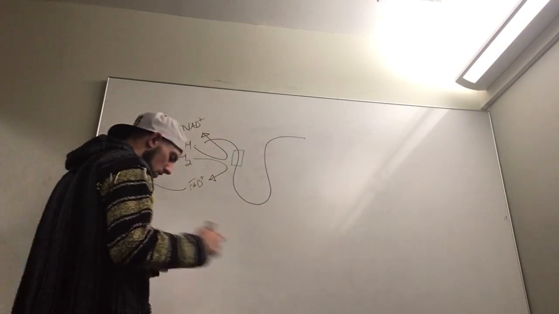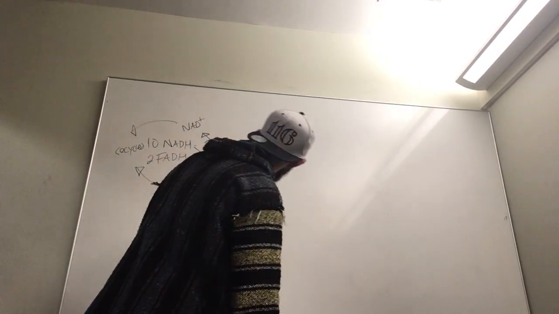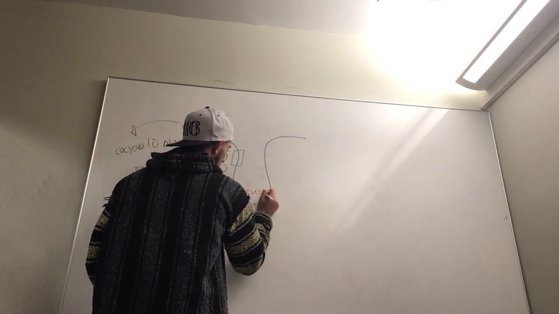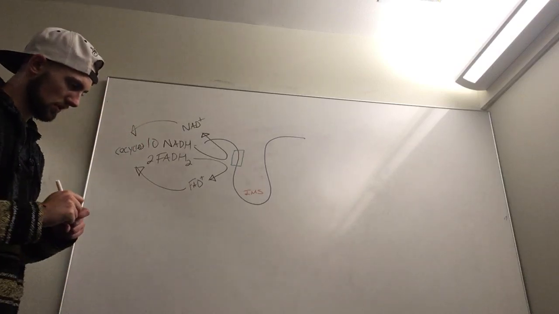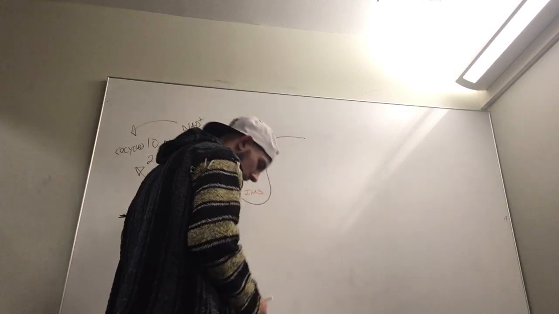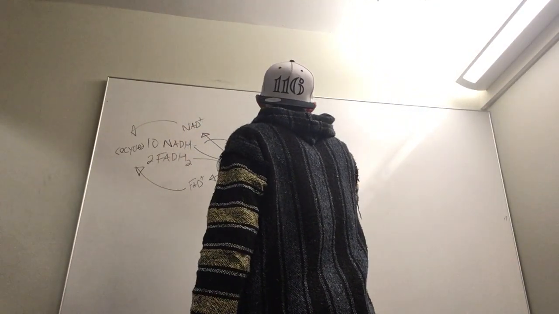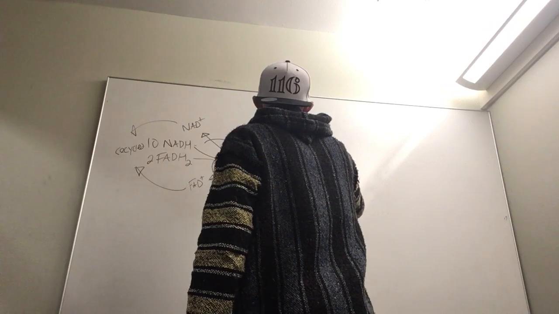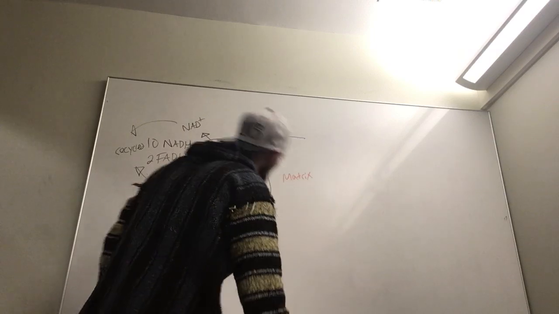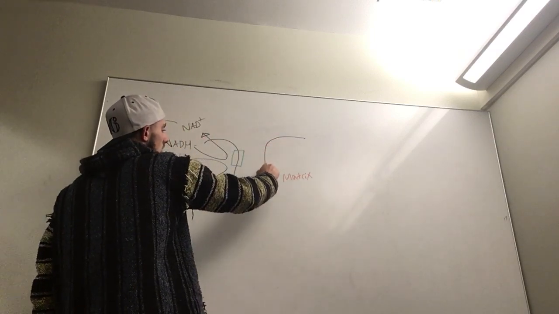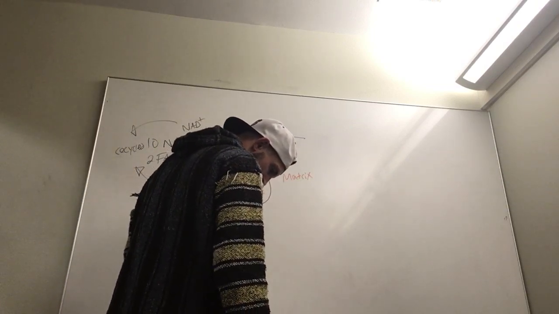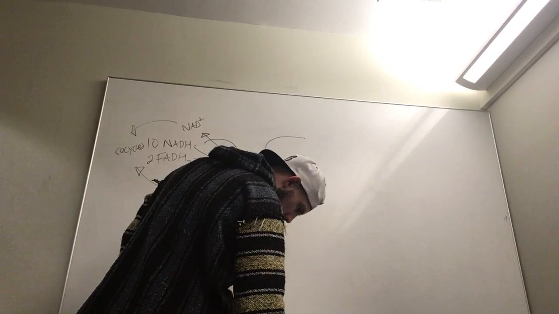Just so we keep organized, this right here on the inside is the inner membrane space. Outside here is the matrix, and obviously this right here is the cristae, that purple one right there. So it's going to go in.